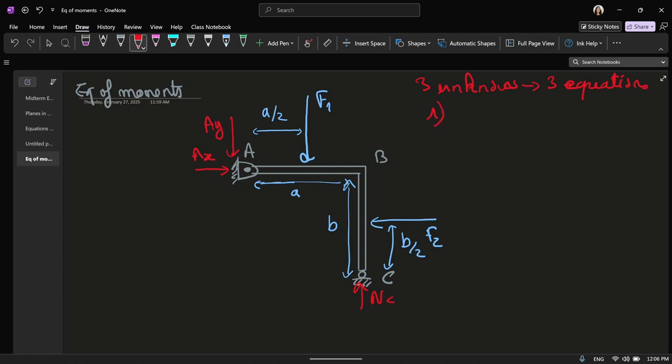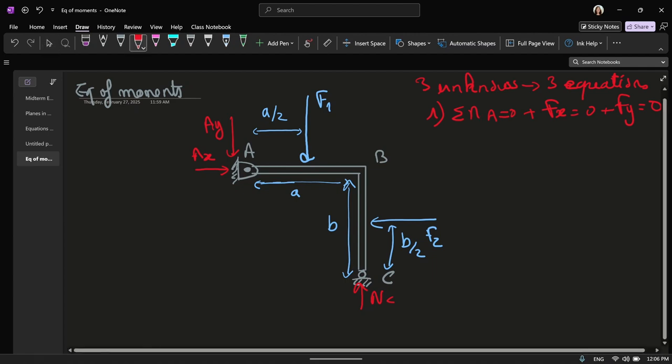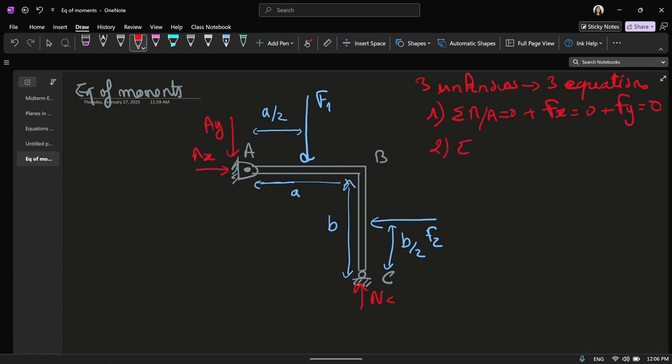Idea number one, the one that we all think about, is to do, because we have a pin connection at A, sum of the moment about A equals 0, plus sum of force on x equals 0, plus sum of force on y equals 0. This one works. And another option is to do one equation of force equals 0 plus two equations of moment equals 0. But the question is which equations of moment?